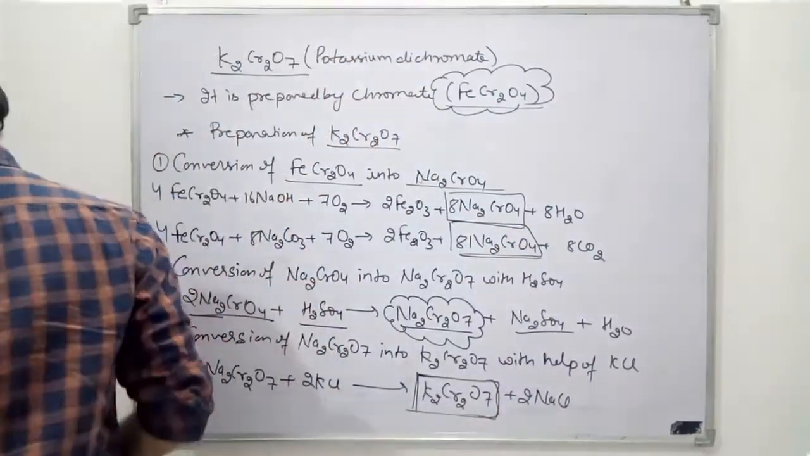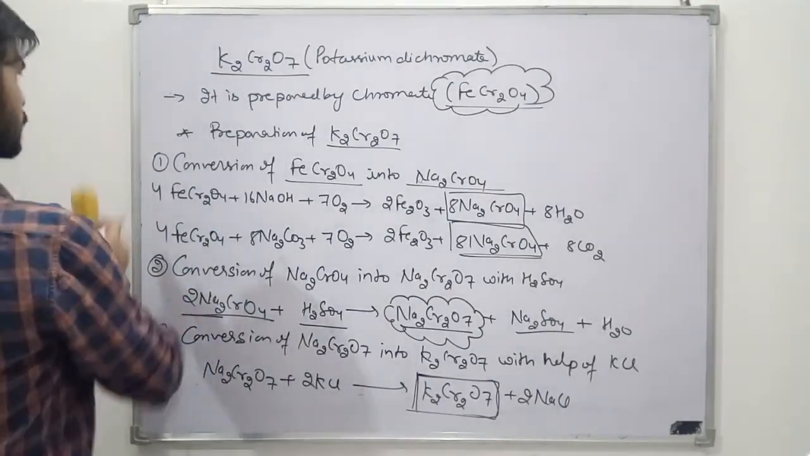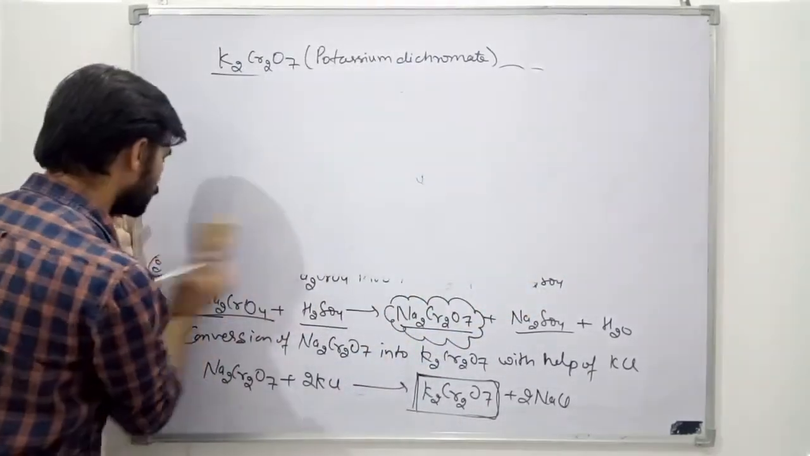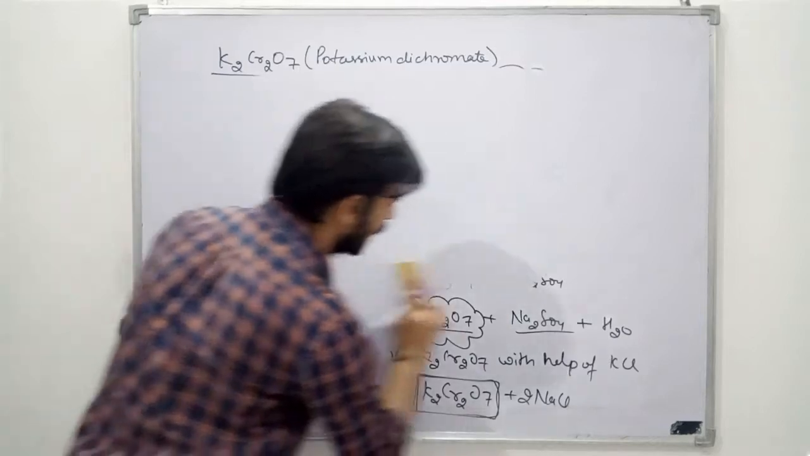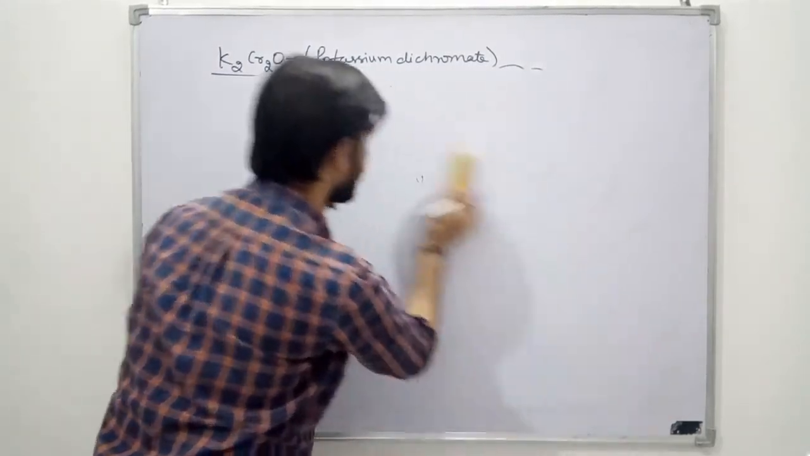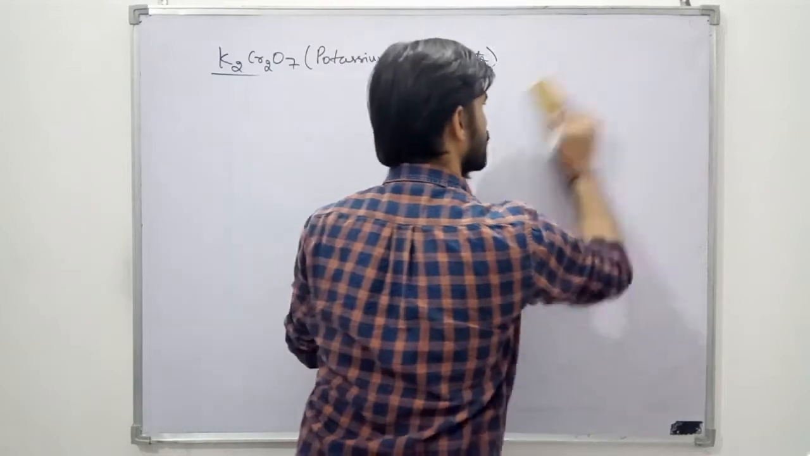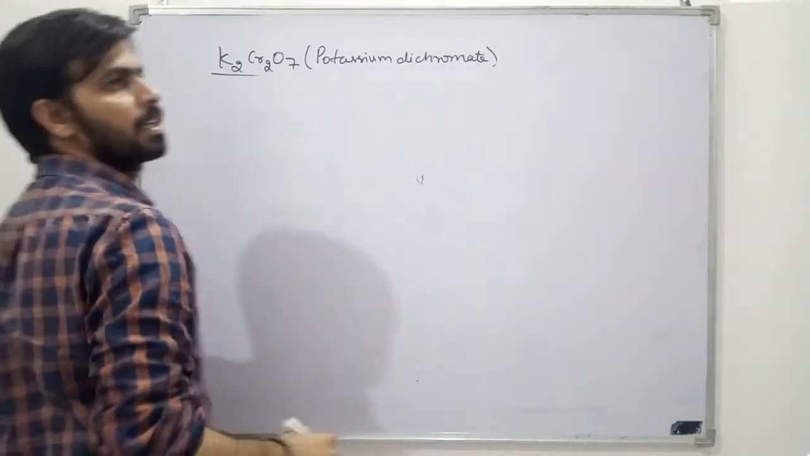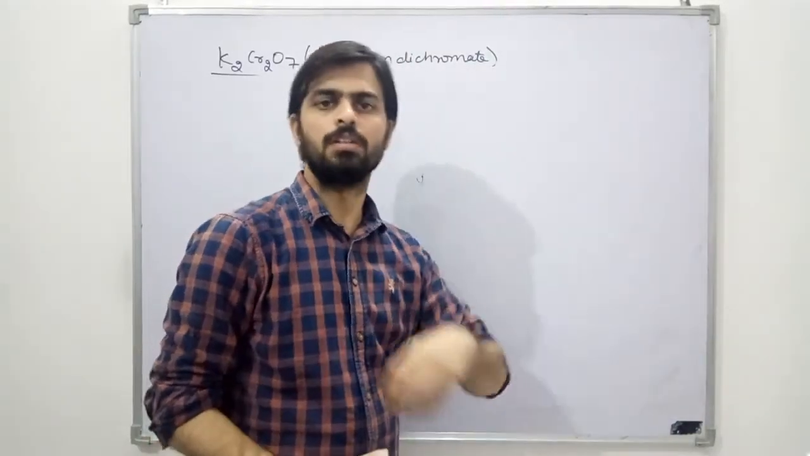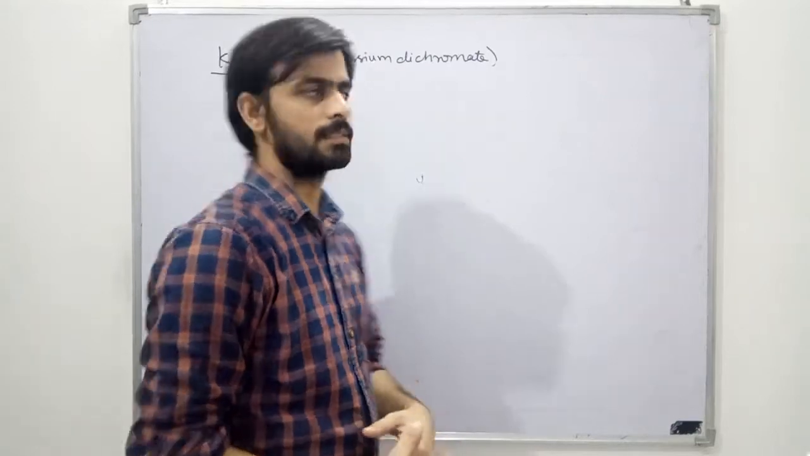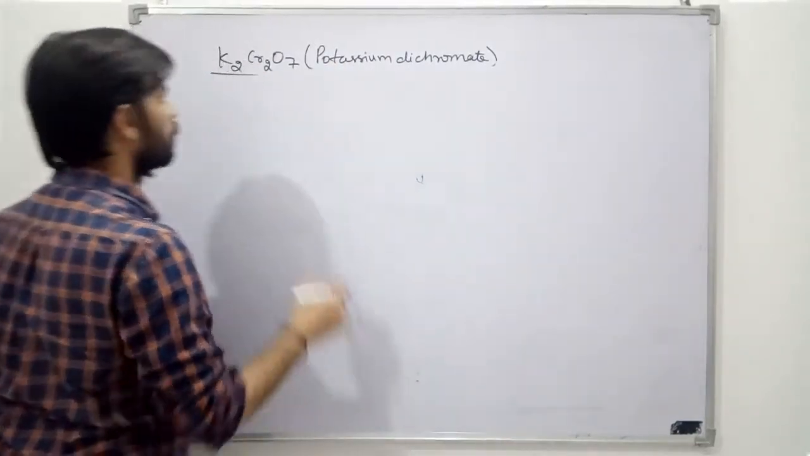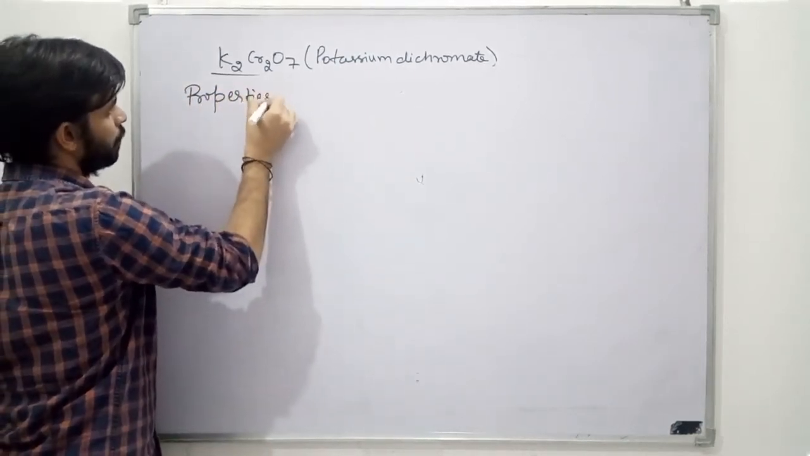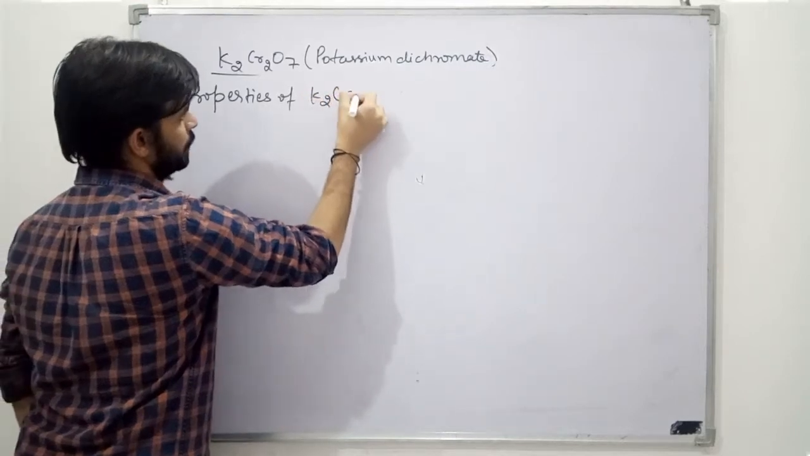So potassium dichromate is of orange color, having a very high melting point, that is 669 Kelvin, and it is soluble in water. Other than these properties, we have to discuss the properties which are chemically reactive with water, with base, and their oxidizing characteristics. So let's start the properties of potassium dichromate.